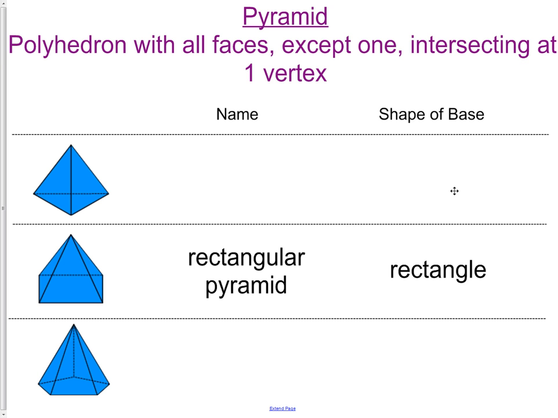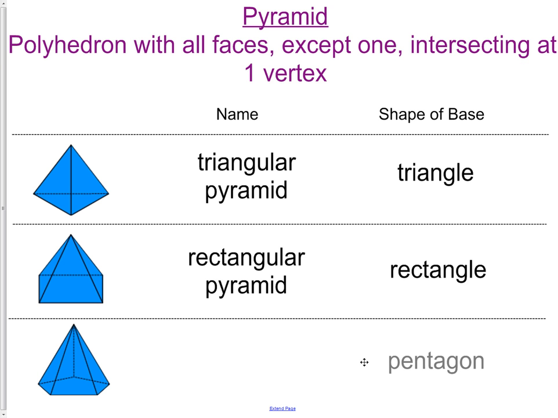Therefore, it's a triangular pyramid. Lastly, you'll notice that on the bottom there's a 5-sided figure, which is called a pentagon. The base is a pentagon in that shape, so it is a pentagonal pyramid. Naming of these is very similar to when we name a prism. The biggest difference is obviously we're using pyramid here instead of prism.